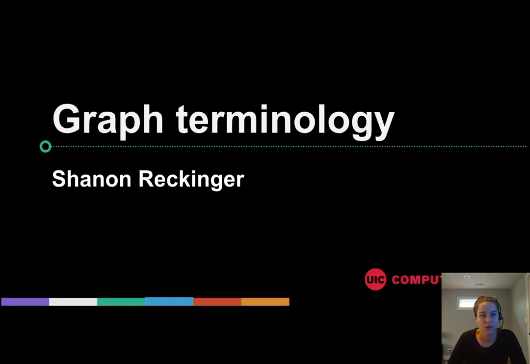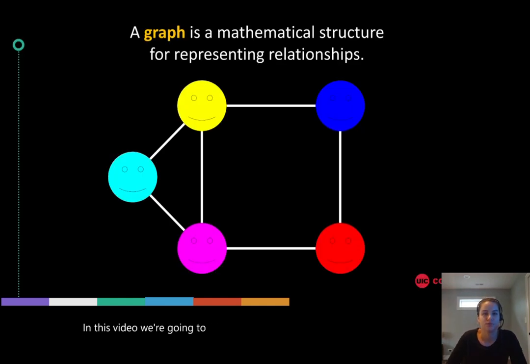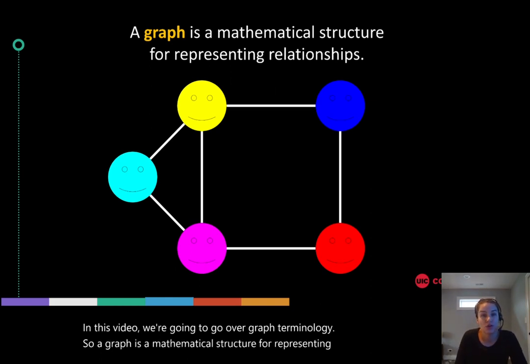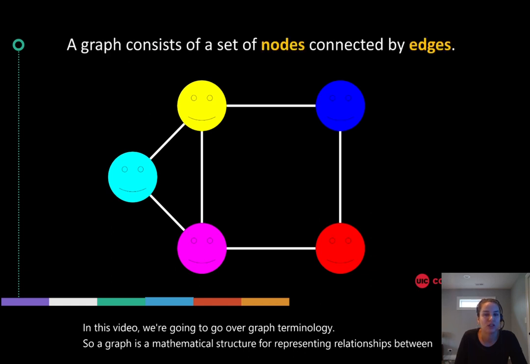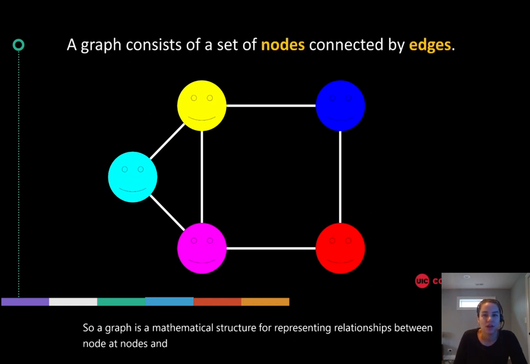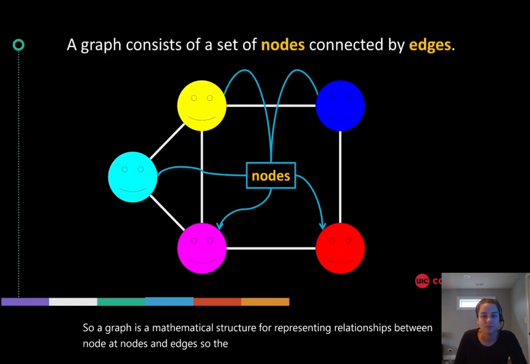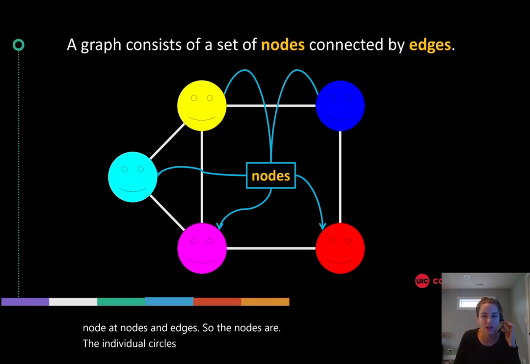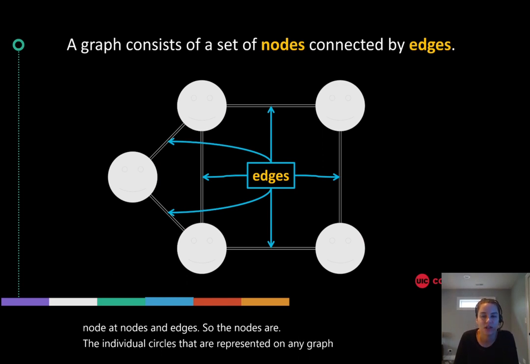In this video, we're going to go over graph terminology. So, a graph is a mathematical structure for representing relationships between nodes and edges. The nodes are the individual circles that are represented on any graph, and the edges are the lines in between them.